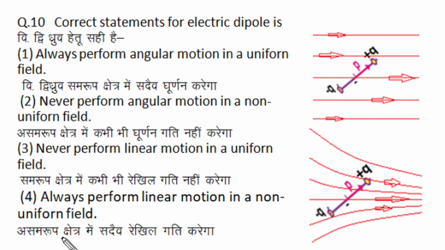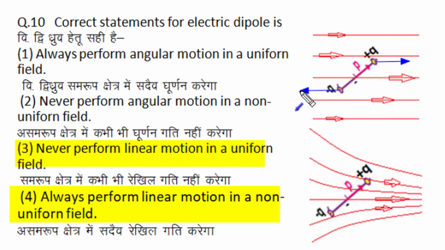Both the third statement and fourth statement are true statements. Dipole never performs linear motion in a uniform field and it always performs linear motion in a non-uniform field. Both are true statements. As in a uniform electric field, force on this plus q charge and force on this negative q charge are equal and opposite, and will cancel each other. So there is no net force to make linear motion whatsoever the orientation of the dipole moment. But in a non-uniform electric field, force in the stronger electric field is stronger in magnitude than in the weaker electric field, and the difference of the two forces becomes a net linear force to make linear motion of this dipole.